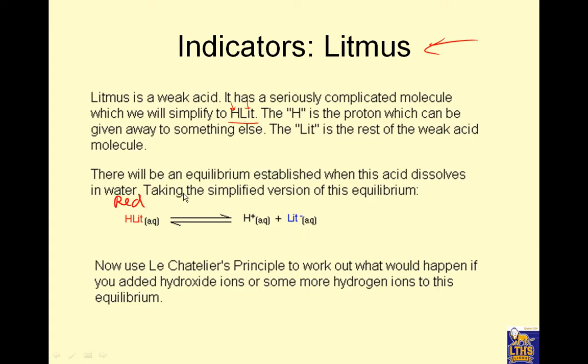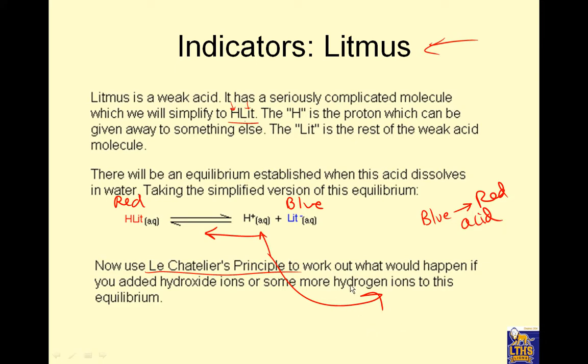Now this is red, and this is blue, the two colors of litmus. It's an equilibrium system. So let's think about why it changes colors in acids and bases using Le Chatelier's principle. What if I add an acid to this? If I add acid, then I'm adding more H+. More H+ would stress out this side, so what does the equilibrium do? It shifts to red, blue to red in acid.